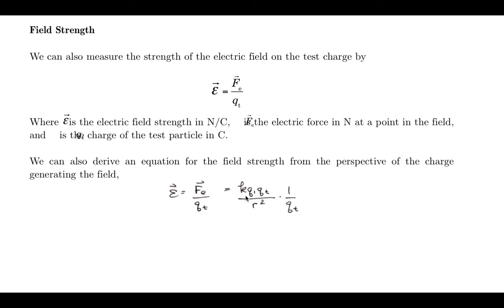So the force is K Q1 test charge QT over R squared. But you have to remember, this is a field. So without this test charge there, because it's really not there, it's just a fictitious test charge, we have to cancel this test charge out. And so here it is. This is what the electric field looks like because it's being created by Q1. So it's K Q1 over R squared.